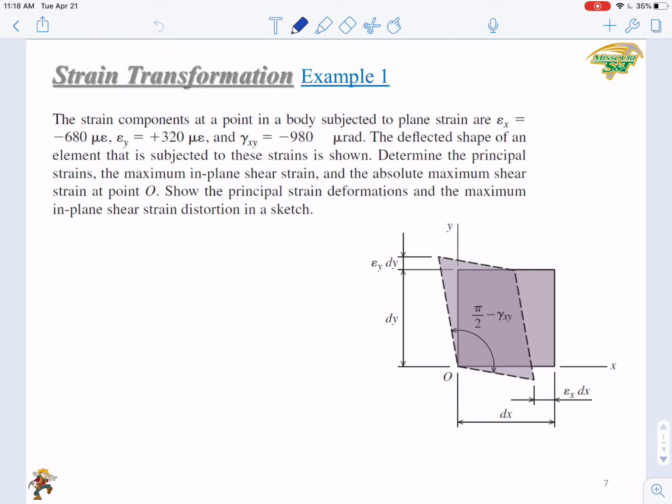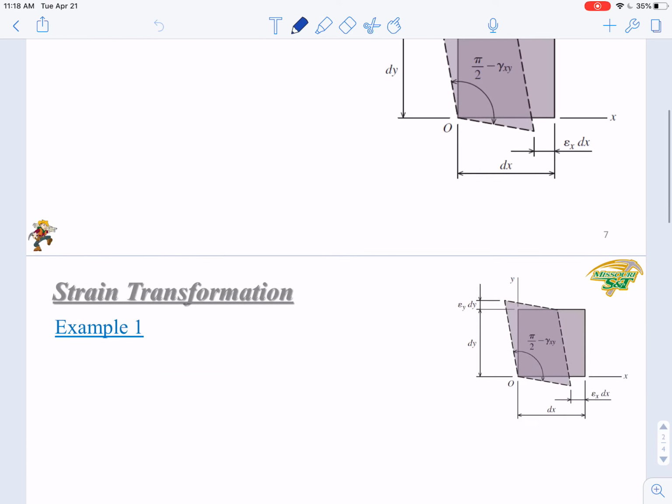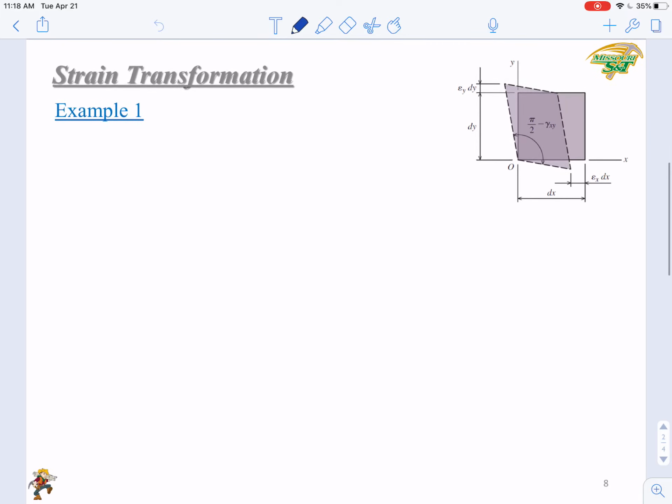So let's solve this example. The sketch is shown here. First of all, we have these strain components. Epsilon x is negative 680, epsilon y is positive 320 microstrain, and gamma xy is negative 980 microradian.